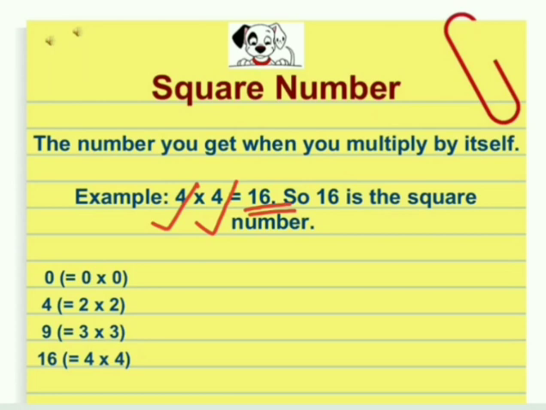Similarly, some more examples are there. You can see here, 0 is equal to 0 into 0, 4 is equal to 2 into 2, 9 is equal to 3 into 3. So all these are square numbers.